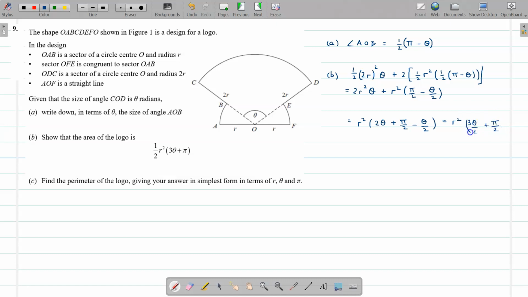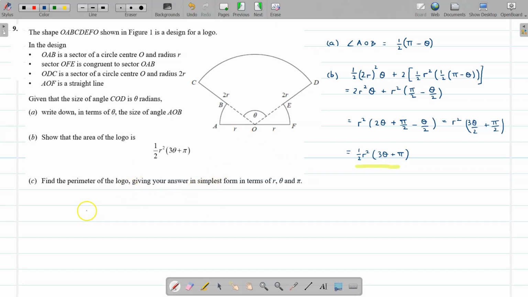And then I can take out my half, which perhaps I should have done earlier, but anyway, that gives me a half r squared, and then 3 theta plus pi. So it's just a bit of algebra there, and that's the result that we had to show. Now part C, we have to do the perimeter of the logo, and we have to find this ourselves.